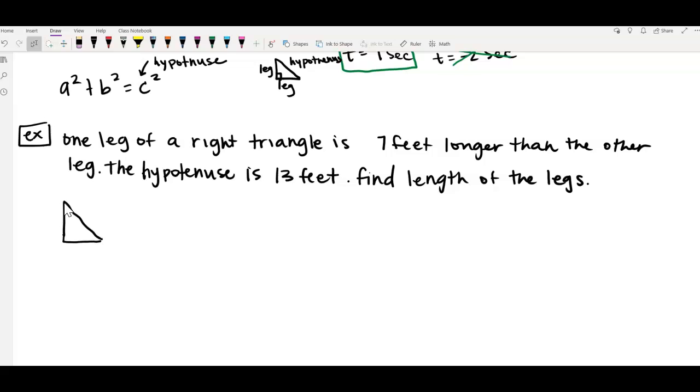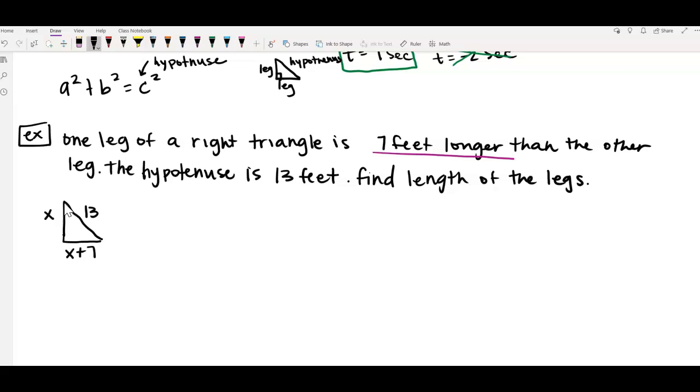Right? So I know the hypotenuse is 13 feet, so I'm going to go ahead and write 13 there. And then one leg of the right triangle, I don't know what that is, so I'm going to call it x. But the other leg, it says is 7 feet longer. So whatever my x is, I need to add 7 to it. So I've got x and x plus 7 and then 13.